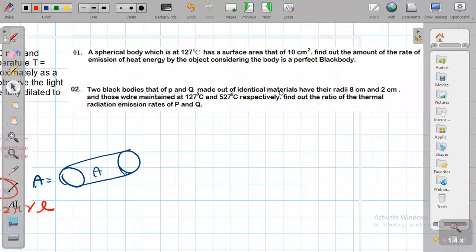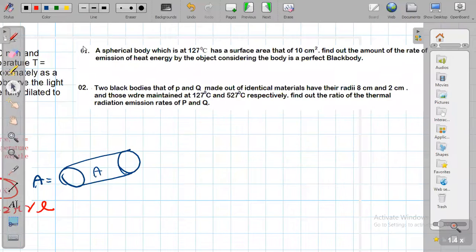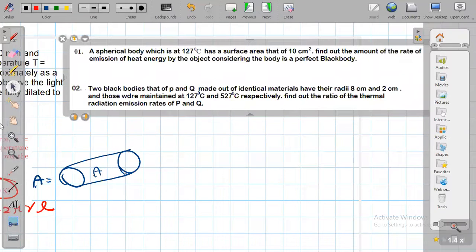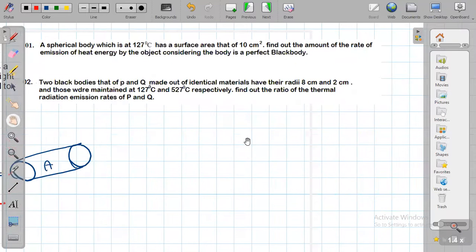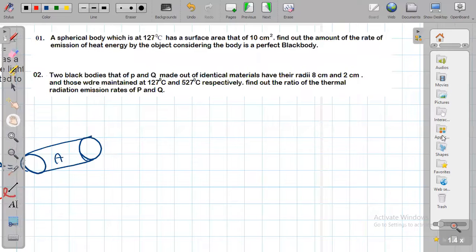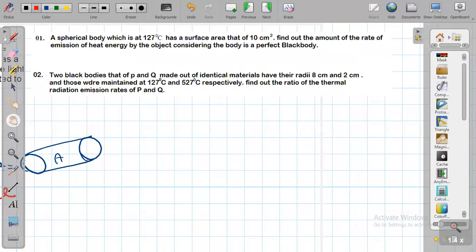I will explain this one taking more time, because the ready-made ones you can observe at your home. Let me give you enough time. I will give about 10 minutes for both.